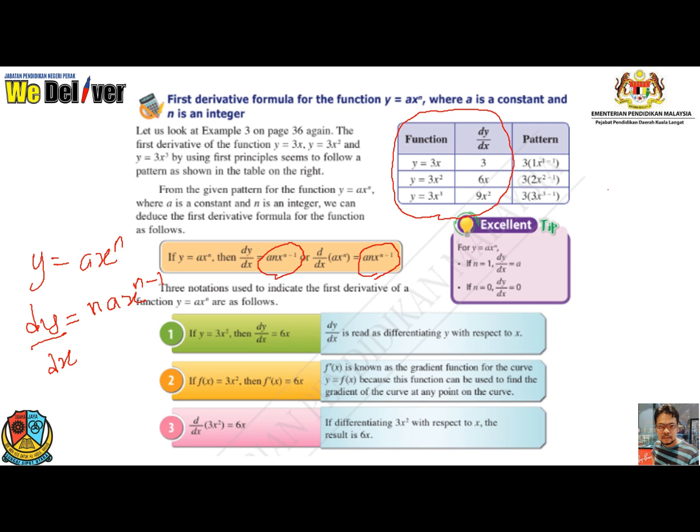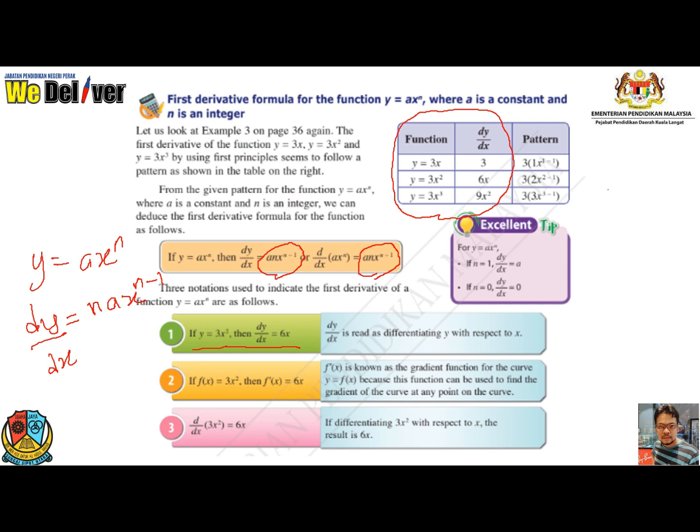There are three notations used to indicate the first derivative of a function y equals ax to the power of n, as follows. If y equals 3x squared, then dy/dx equals 6x. In this case, dy/dx is read as differentiation of y with respect to x. Second notation: if f(x) equals 3x squared, then f'(x) equals 6x.